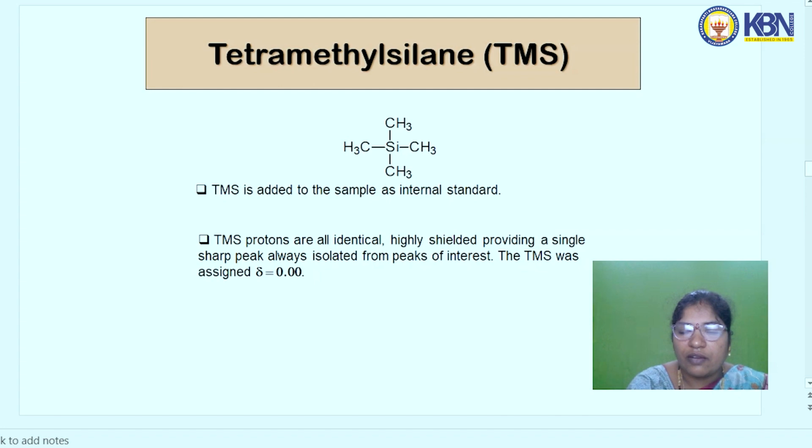Next, the reference compound, as I already told, is tetramethylsilane. Here the four methyl groups contain the 12 protons. The 12 protons are attached to the silane group. TMS is the reference compound in NMR spectroscopy. These 12 protons are in the same chemical environment, so they give only one peak at 0.